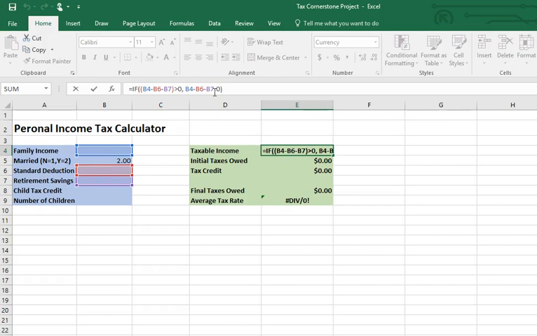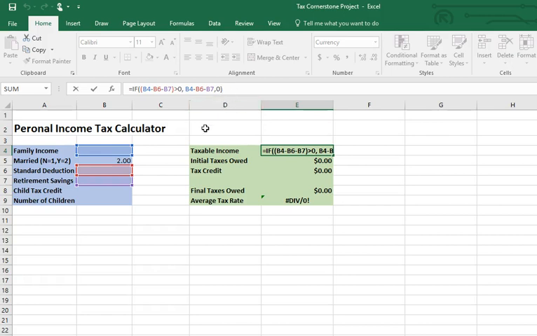The comma here means if it's not true. Otherwise, we're just going to put in a 0. That just means that if B4 minus B6 minus B7 is not greater than 0, if it's less than 0, then your taxable income is just going to be 0.